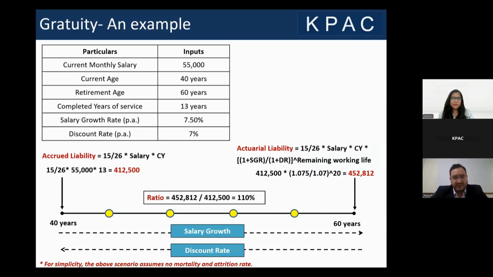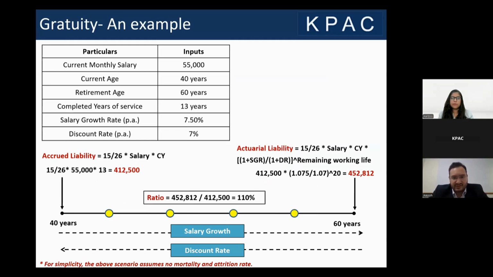Moving on, how these assumptions are impacting our liability. So we have set an example, an example from a gratuity calculation. As we were discussing earlier, there are a few key assumptions. There were seven key assumptions.